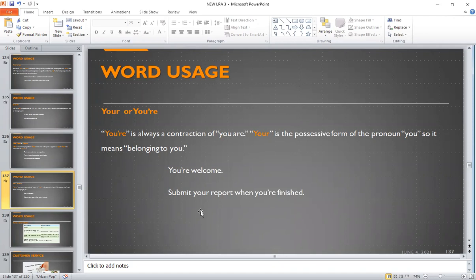Okay, so if you're not sure, you may go ahead and break it down if you're not sure of what to use. So here in the second line, you see "submit." Are you supposed to put the "re" there? Okay, "submit you are"? No, of course. That's why you use your. Submit your report when you are finished, or you're finished. Okay.